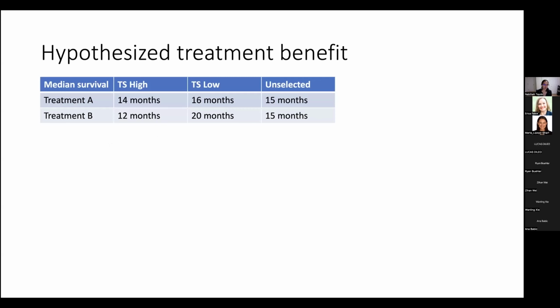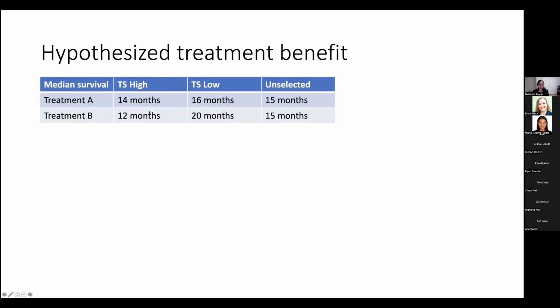And so here's the hypothesized treatment benefit. In an unselected population, median survival is 15 months, regardless. So irrespective of your TS status. If you have TS high, let's say when you think about treatment A, TS high has smaller median survival, lower median survival than TS low, and in treatment B, TS high has lower median survival than TS low. But you can see the differential effect that when you have TS low, and you're given treatment B versus treatment A, you have an improvement in your median survival.